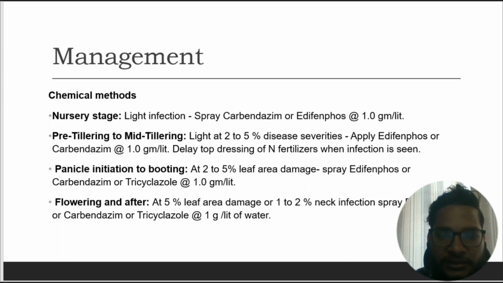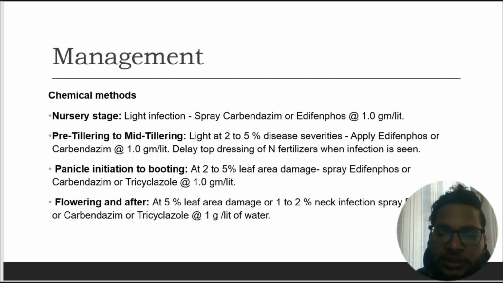Talking about chemical methods, at different stages, different steps are to be applied. At nursery stage, when there is light infection, spray carbendazim or edifenphos at 1 gram per liter. At pre-tillering to mid-tillering stage of the crop, when the infection is 2 to 5%, apply edifenphos or carbendazim at 1 gram per liter. Delay top dressing of nitrogen fertilizer when infection is seen.